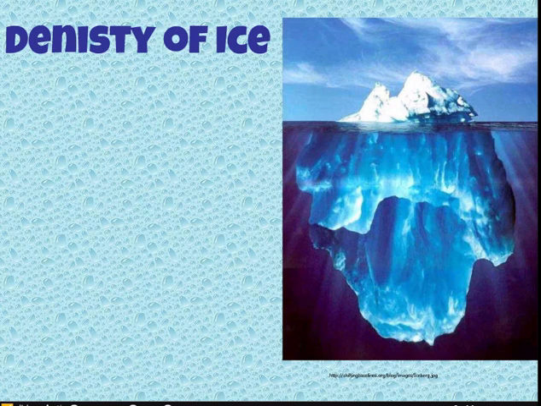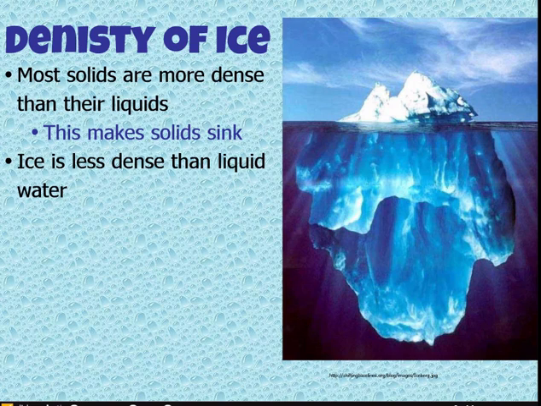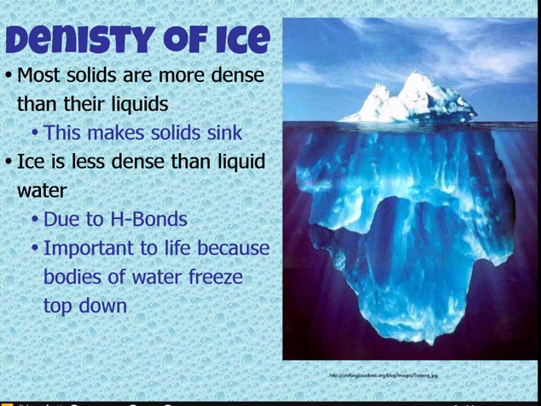One of the interesting properties of ice is its density. Most solids are more dense than their liquids, and that makes them sink. But ice is just the opposite. Ice is actually less dense than liquid water, so it causes things like icebergs to float instead of sinking to the bottom. That is due, again, to the hydrogen bonds.